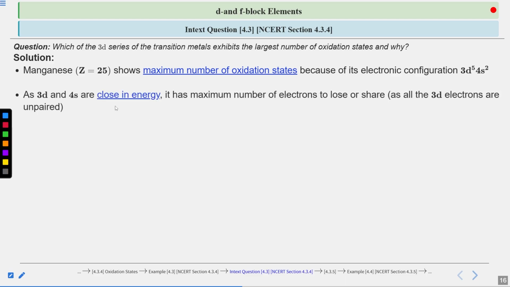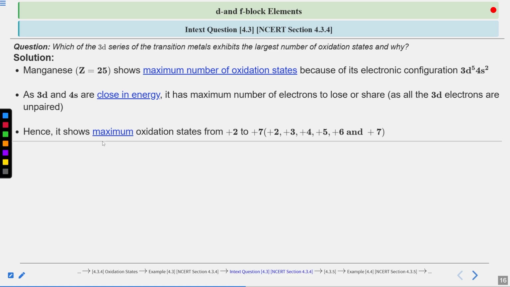As the 3d and 4s are close in energy, it has the maximum number of electrons to lose or share, because all the 3d electrons are unpaired. Hence it shows oxidation states from +2 to +7 after losing the electrons one by one. It is going to show +2, +3, +4, +5, +6 and +7 oxidation states, the maximum number of oxidation states shown by any element in the 3d series, which is manganese.